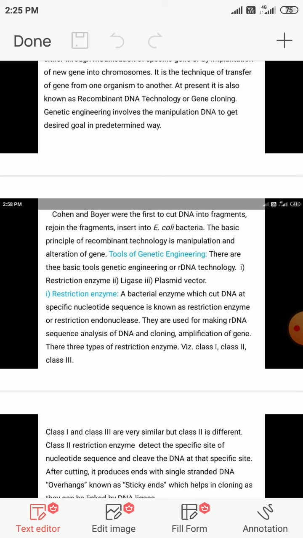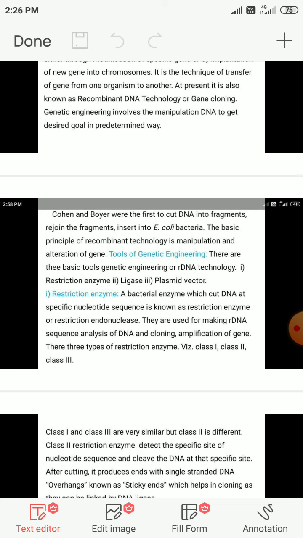The basic principle of recombinant DNA technology is the manipulation and alteration of the gene. This manipulation and alteration of the gene is carried out by alteration or by modification.